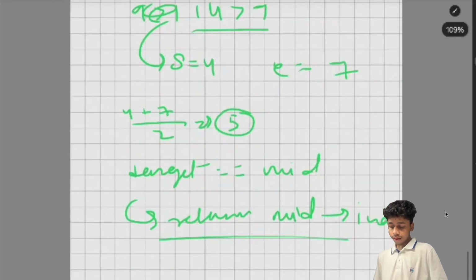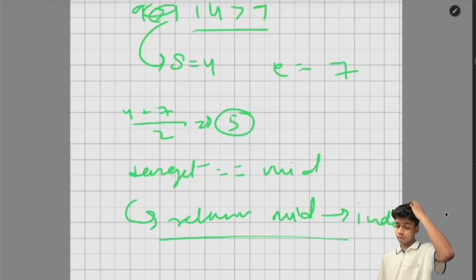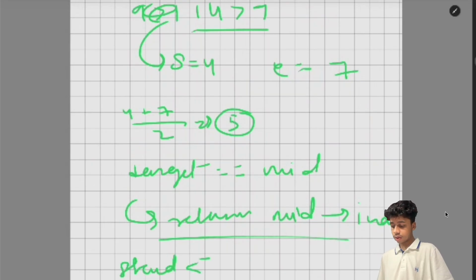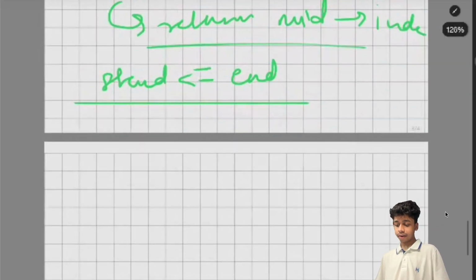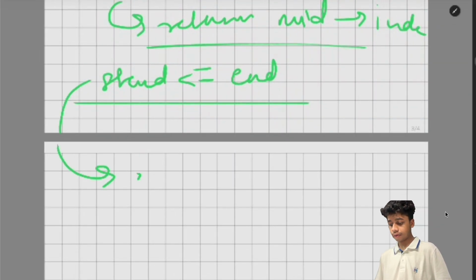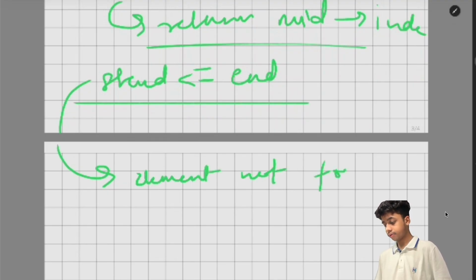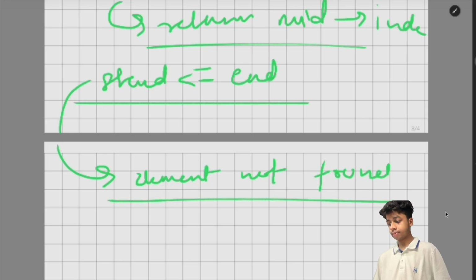So the loop goes from start less than equals to end. A worst case will be that our start index becomes the end index. Okay. If the loop gets over, it means the element is not found. Element not found.